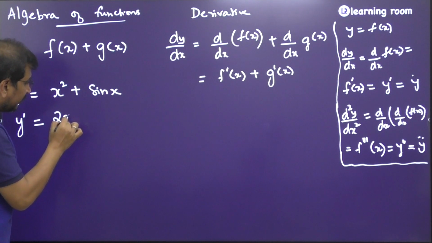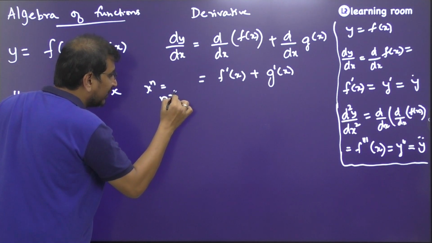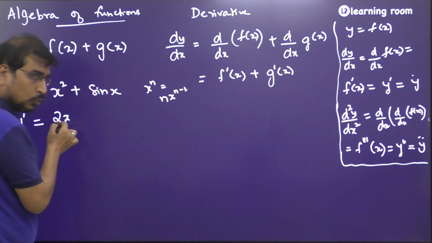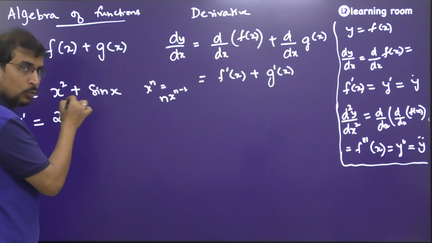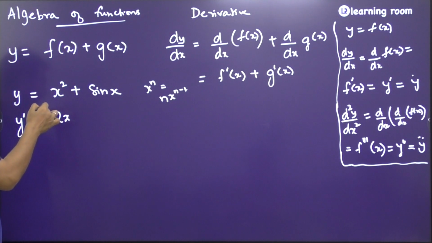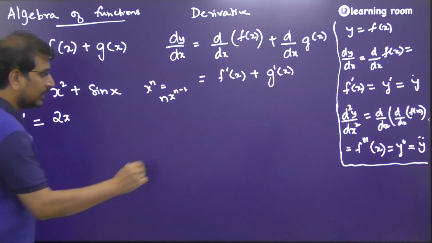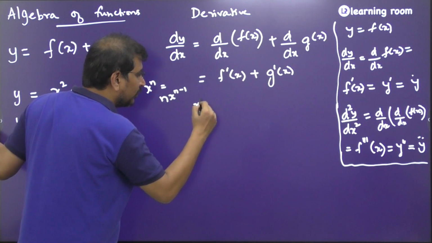How did you get the 2x? Because for x power n, it is n into x power n minus 1. N is how much? 2. X power n minus 1, 2 minus 1 is 1. So basically, you put that number here and decrease the power by 1. For example, I'll tell you a shorter way. Suppose it is x power 4.